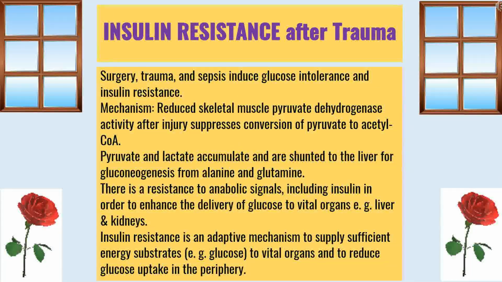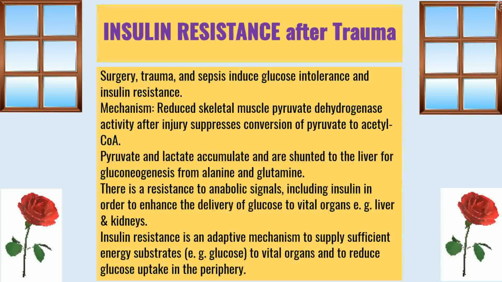Insulin resistance after trauma. After surgery, trauma, and severe infections, there is an increased glucose production together with decreased glucose uptake in peripheral tissues, resulting in a state of peripheral glucose intolerance and insulin resistance, despite ample or even elevated insulin production. This occurs due to reduced skeletal muscle pyruvate dehydrogenase activity after injury, which suppresses the conversion of pyruvate to acetyl coenzyme A and its entry into the Krebs or TCA cycle. The three-carbon substrates such as pyruvate and lactate accumulate and are shunted to the liver for gluconeogenesis.